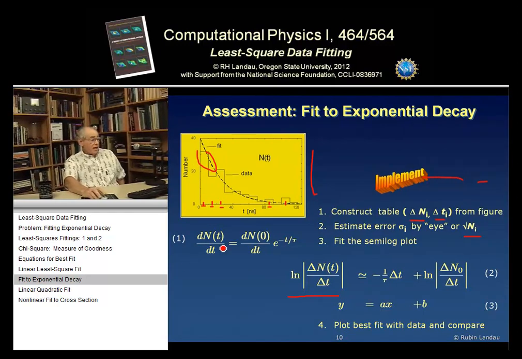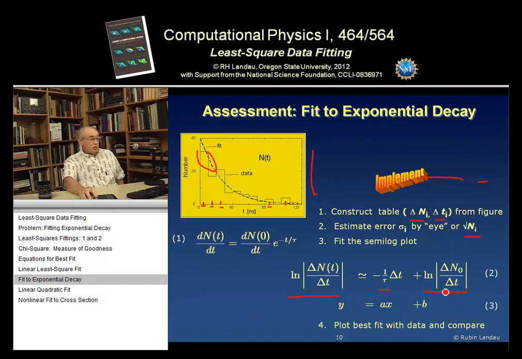And we expect that if we take the log of equation 1, the rate will be linear in the parameter 1 over tau. So we can deduce 1 over tau, and consequently tau, and it's also going to be linear in the logarithm of the initial decay rate. Okay, so those are our two parameters in the theory. We get them out. So this is the equation of a straight line. X is now delta t, a is minus 1 over tau, and b is that logarithm.